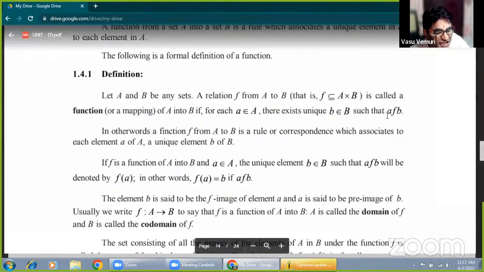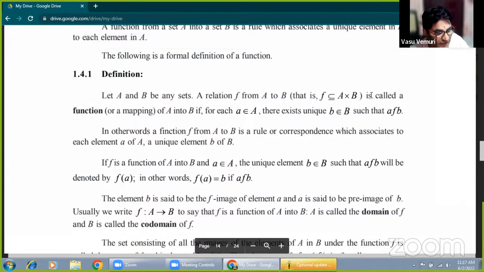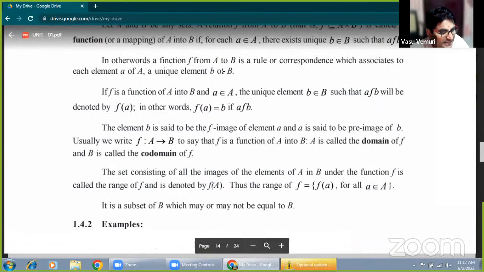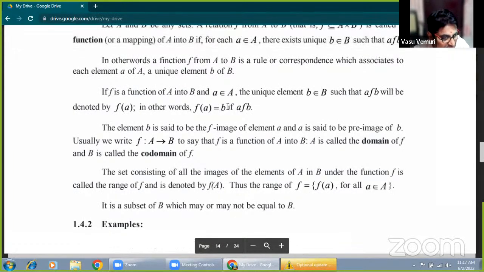Here, if F is a relation from A to B, that is called the functional concept, the function or mapping definition. Otherwise, F is defined from here: F of A equal to B. Just you have to see this one: F of A equal to B. So if F is any one of the relations from A to B, it is called a functional relation, F of A equal to B. Sometimes that is also called F is a relation from A to B.